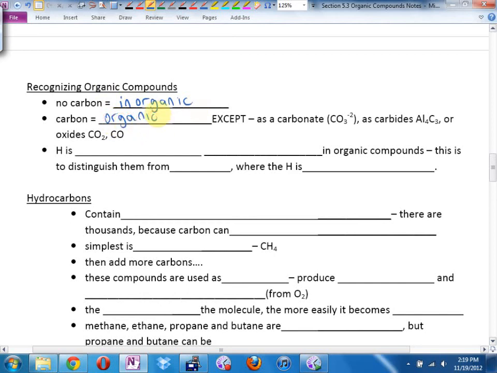it is organic. Oh, okay, Amber, except for as a carbonate, CO3, as carbides, like where carbon is on the very, very end of an atom, not at the very, very beginning, it's being bonded, or as oxides, CO2, CO.